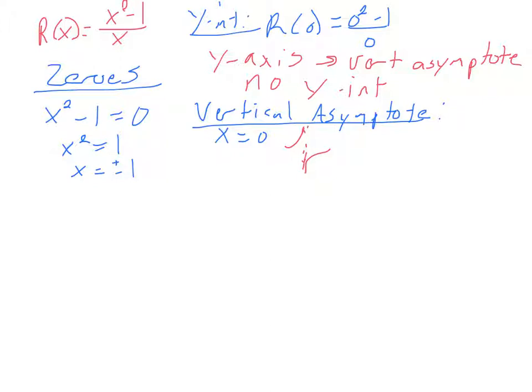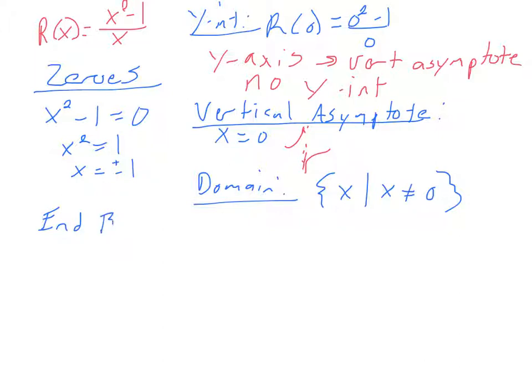So vertical asymptote, let's look at the end behavior. Actually, since we're on the vertical asymptote, what's the domain going to be? Domain is, I'll do this in set notation: all x such that x is not equal to 0. Sometimes it is easier to use set-builder notation instead of interval notation. And lastly, let's determine the end behavior. Well, not lastly, because we want to do symmetry too, but end behavior.